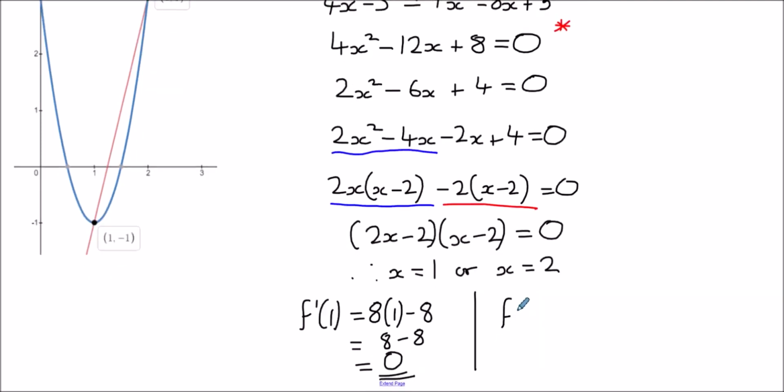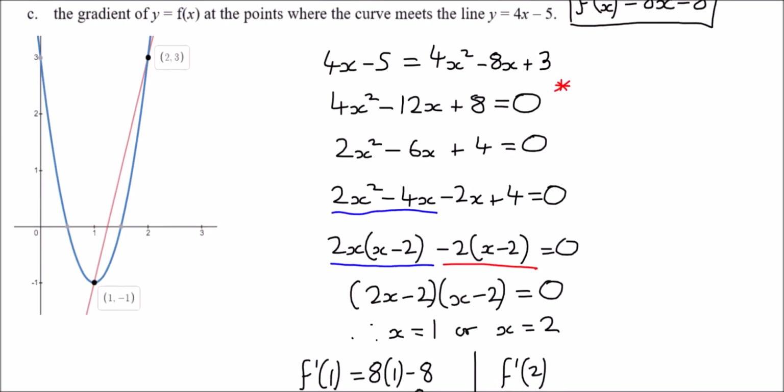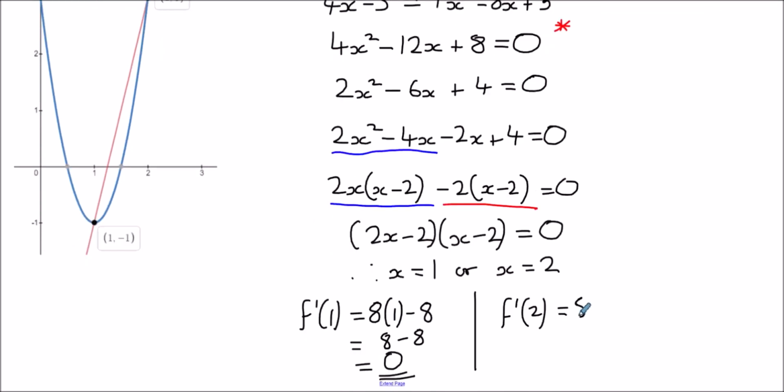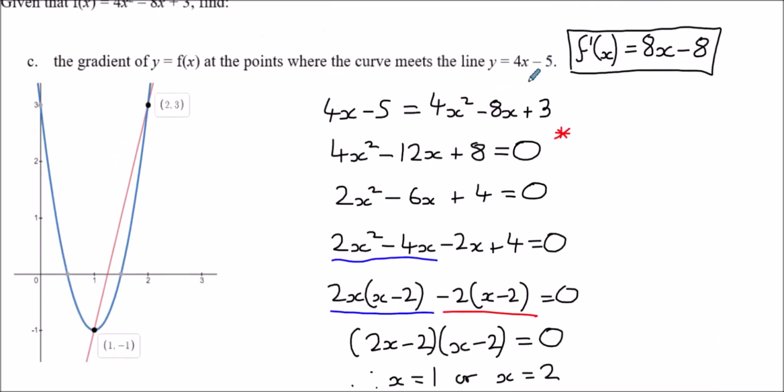So f dashed of 2, just scrolling up slightly, is 8 lots of x minus 8. So we have 8 lots of 2 minus 8. 8 lots of 2, no prizes, is 16 minus 8. 16 minus 8 is 8. And so those are the two corresponding values for when the quadratic curve crosses the line 4x minus 5, using the derivative function which we arrived at in part A.